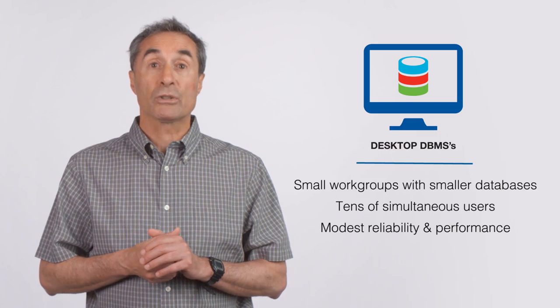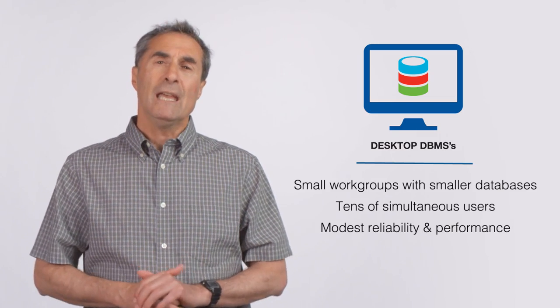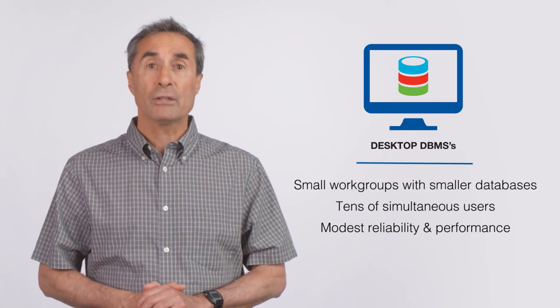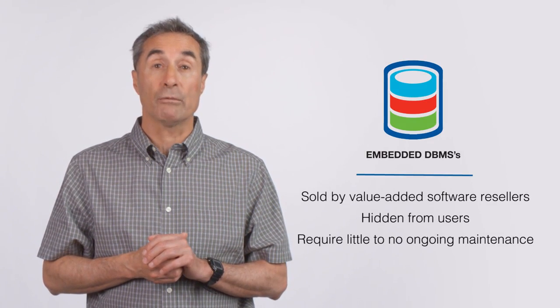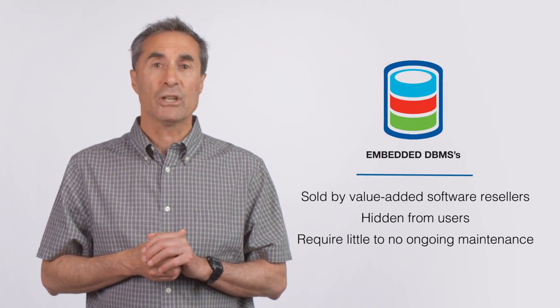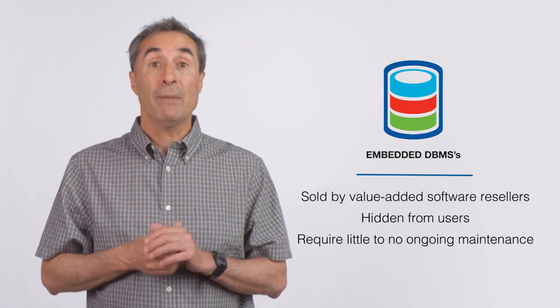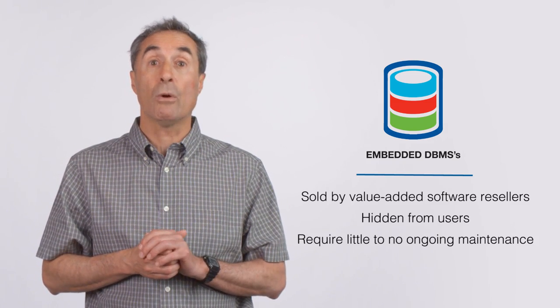Desktop database versions support small workgroups with smaller databases, tens of simultaneous users, and modest reliability and performance requirements. In the market for desktop database software, Microsoft Access dominates, at least in part because of the dominance of Microsoft Office. Because of the potential growth of personal and mobile computing devices, most major DBMS vendors have now entered the embedded DBMS market. Embedded DBMS software is primarily sold by value-added software resellers as part of an application, such as an accounting package. Thus, embedded DBMSs are hidden from users and require little or no ongoing maintenance.